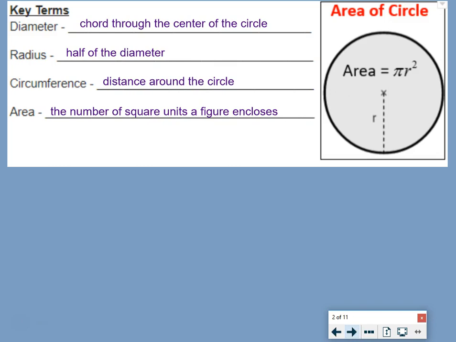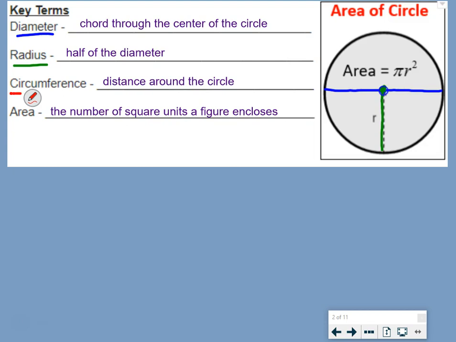Diameter is a chord through the center of the circle. So if this is the center of our circle, the diameter would go all the way across through that center. Radius is half of the diameter. So that's this piece right here. It's only halfway across, but touches the center of the circle. So that would be the radius.